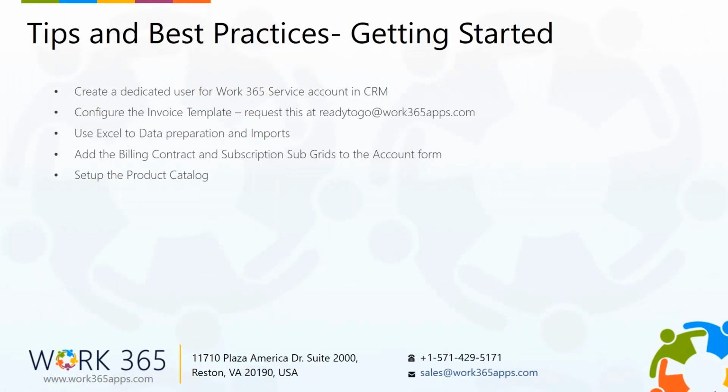All right, so we're getting into the final stretch here, and I want to summarize with some tips and best practices for partners that are starting out and those that are already using it, and ask us very difficult questions. So first thing, make sure you're using a dedicated user for the Work 365 service account. We have had instances where partners used their own credentials, and then because of a password change, things stopped working. Right? Please configure the invoice template. This is another document that you can download from the Yammer site under the files area.